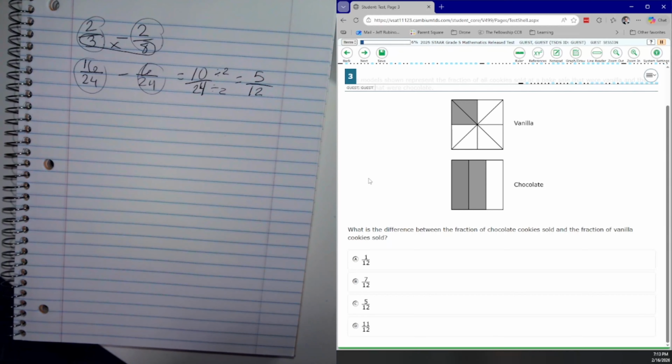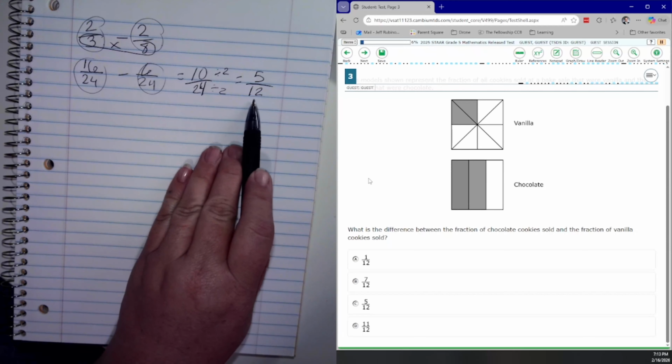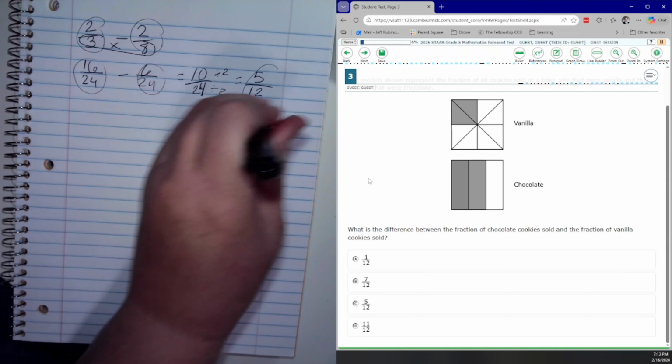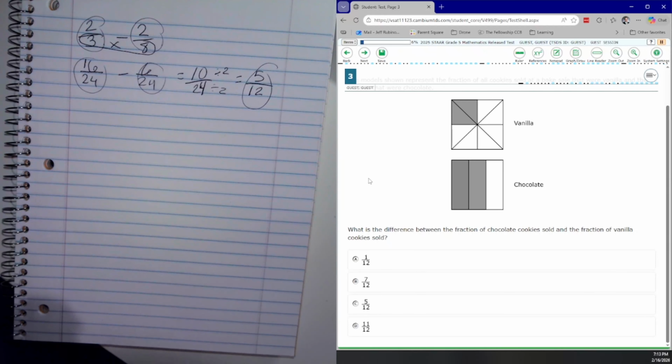Now there is no more numbers because 5 can only be divisible by 1 and 5. And 12 cannot be divisible by 5. So this is the smallest I can go. In fact, if I look over here, I look at letter C, I have 5/12, and that would be my answer.